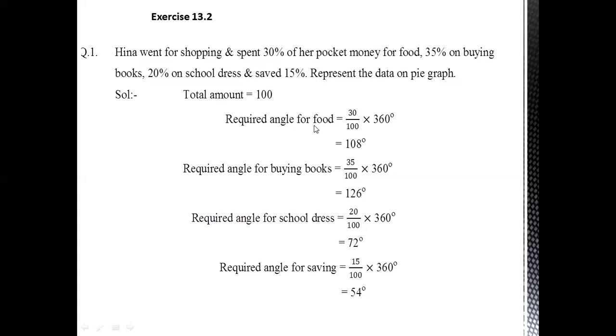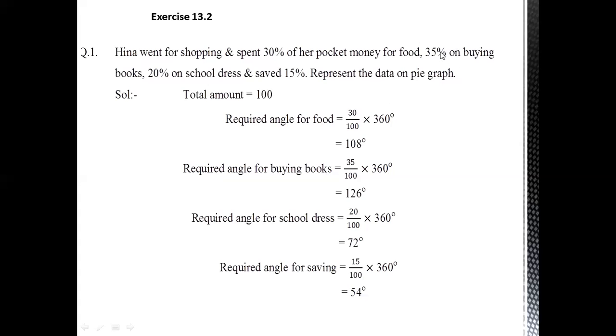So the required angle for food, which you will draw on the pie graph: 30 divided by 100, because 30 percent means 30 out of 100, multiplied by 360. Why? Because the complete circle of the pie graph is how many degrees? 360 degrees. So 30 divided by 100 multiplied by 360, you get 108. So 108 degrees, you will draw it in the pie graph with the help of your protractor. Then you find the required angle for buying books.